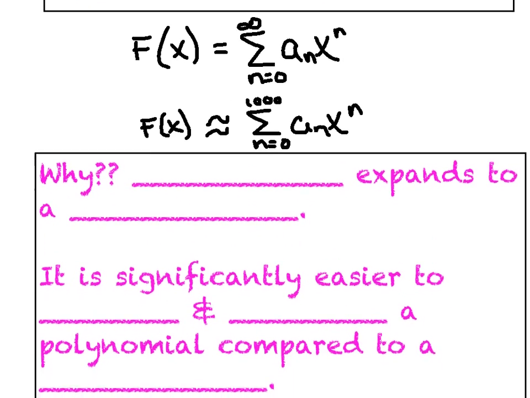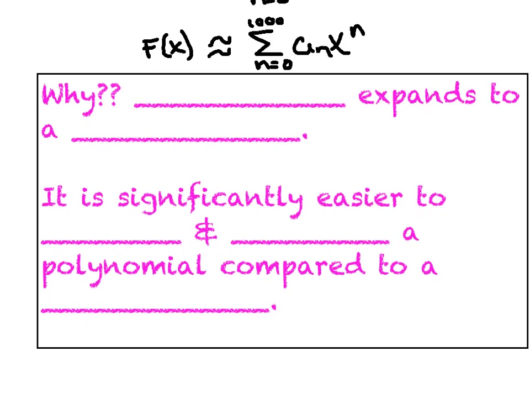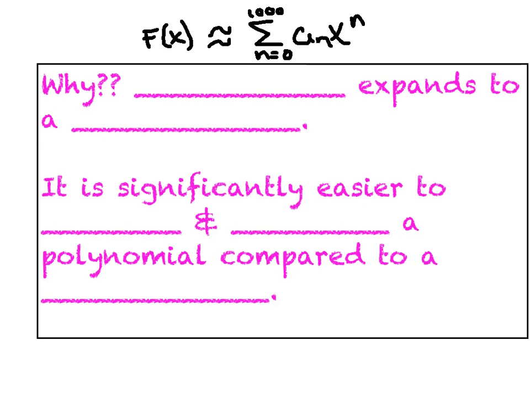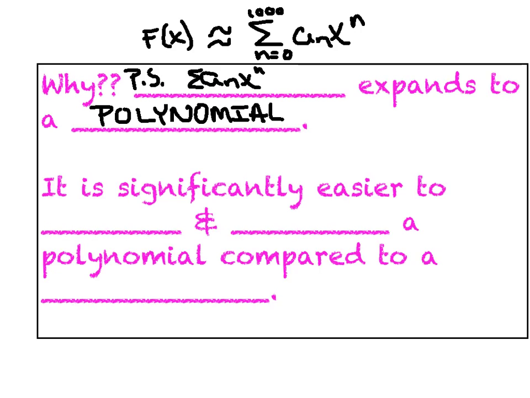Now we've got our theme. Why in the world would we want to do this? The big reason is the power series that we create in this form, when we expand them out, and we start plugging in a 0 for n, and a 1 for n, and a 2 for n, and all the way out to infinity, they create a polynomial. And the key here is polynomials are extremely friendly compared to other types of functions.